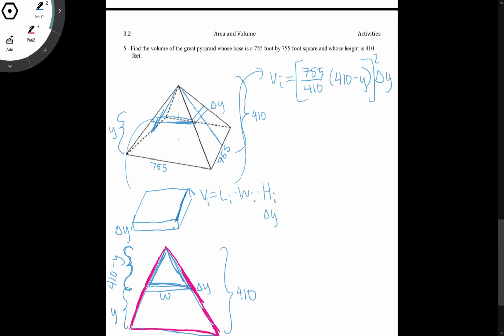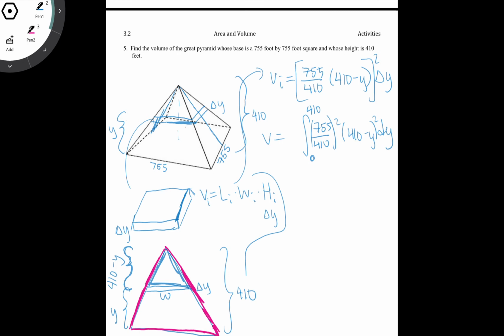To get the total volume, I'm going to add all of those up using an integral. So I'm just going to split this up a little. I'm going to have a 755 over 410 squared times 410 minus y squared dy. And I need to start at the bottom, y equals 0, and stop at the top, which is y equals 410. So this is kind of ugly. Let's see how far I can get crunching this by hand, and then I'll get my calculator ready so that we can go from there.